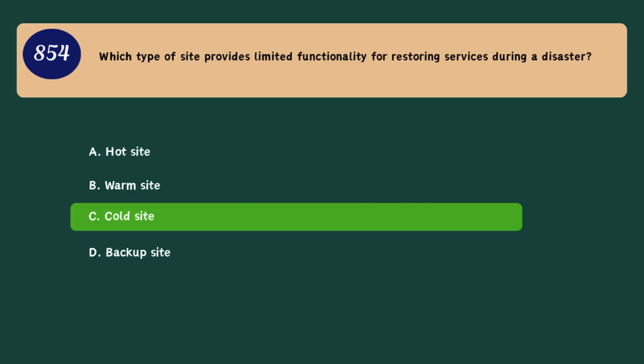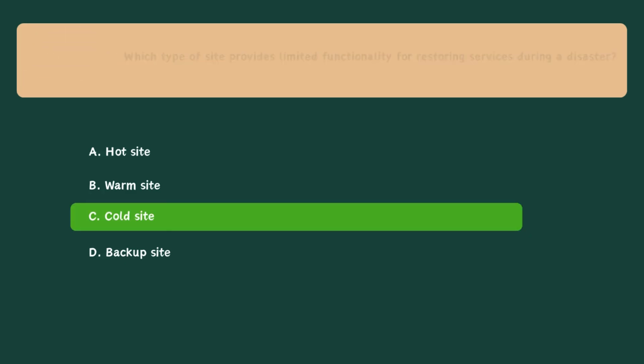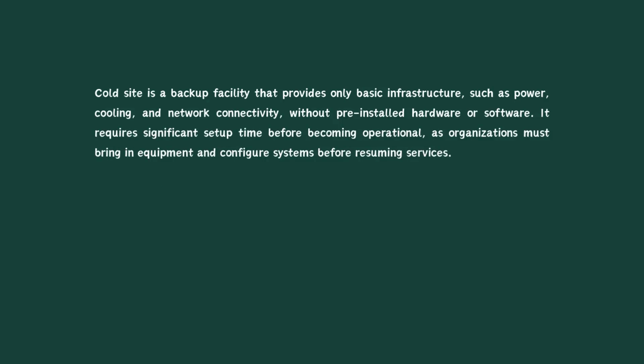Correct answer. C. Cold site. Cold site is a backup facility that provides only basic infrastructure, such as power, cooling, and network connectivity, without pre-installed hardware or software. It requires significant setup time before becoming operational, as organizations must bring in equipment and configure systems before resuming services.